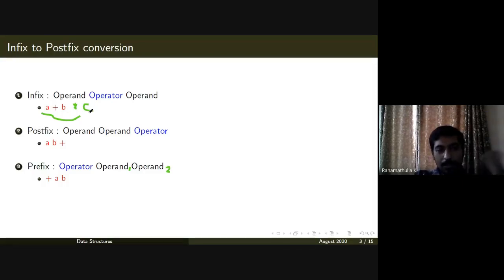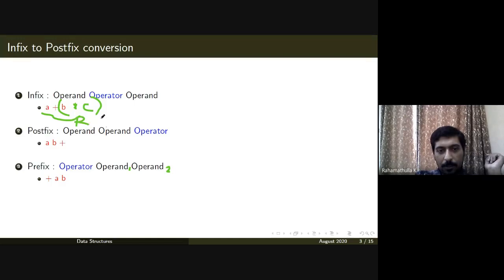So in a plus b star c, the operation b star c is going to get performed first, right? B star c is the operation that will be performed first, then a plus the result of it. For example, if b star c gives some result R, then the operation that is going to be performed is a plus R. So we ourselves know which operation is going to be performed first and which operations have a higher priority.